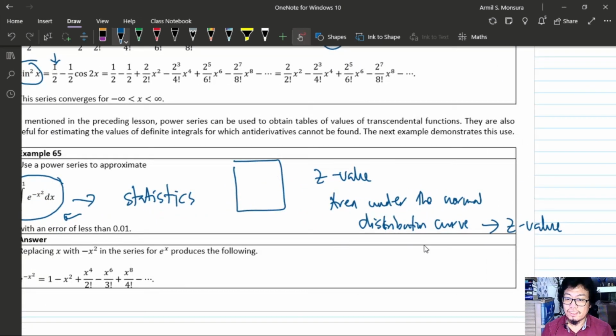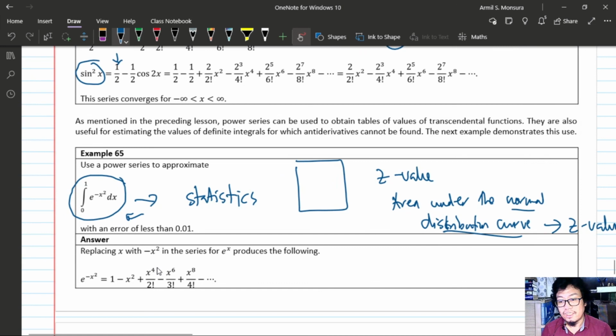Remember the Z test? If you were able to study this in statistics, this normal distribution curve is actually this curve, this e raised to negative x squared curve. So what you would like to do here is to estimate, or approximate, the value of this. Its integral from negative infinity to positive infinity is actually known to be 1.